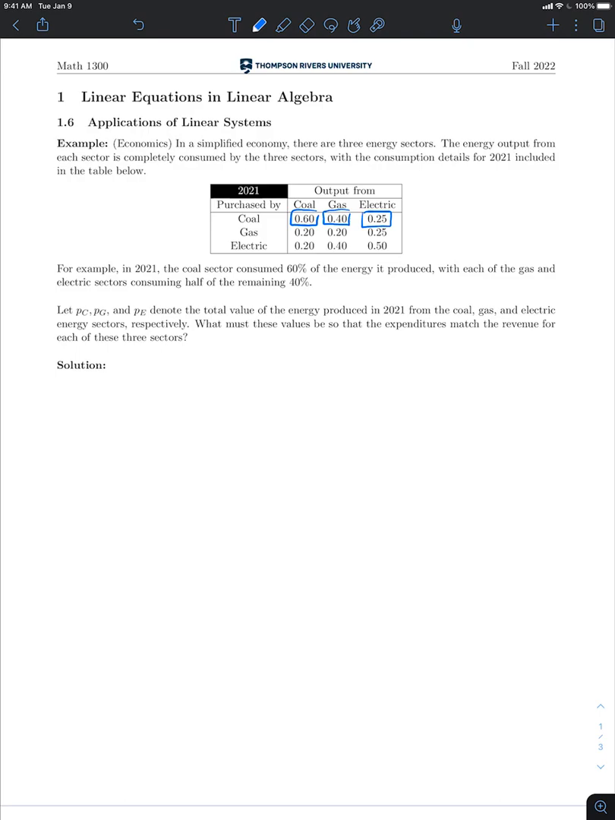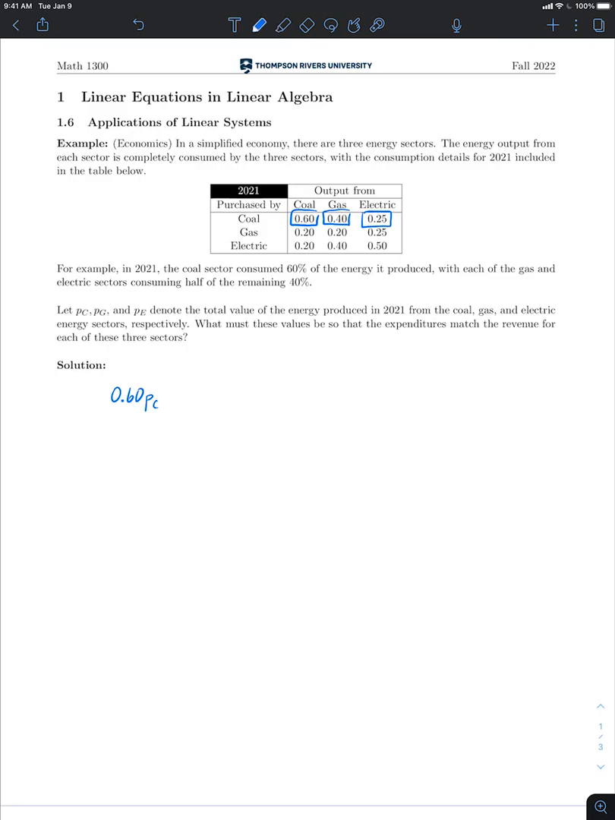So let's start by writing down an expression that describes the total cost of the energy from the coal sector, purchased by the coal sector. Well, it purchased 60% of its own energy, so it's going to have to pay 60% of whatever the total price of all the energy produced by the coal sector is. And that's what this notation P sub C represents. So it's going to be 0.60 times P sub C. That's the cost of all the energy that the coal sector purchased from the coal sector.